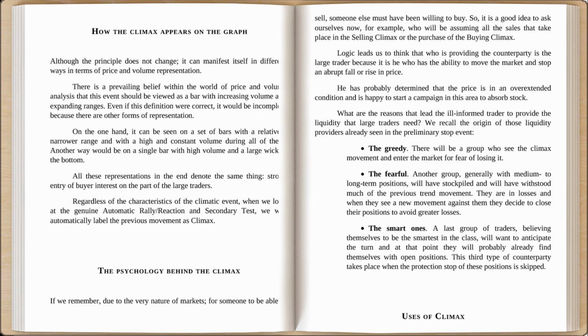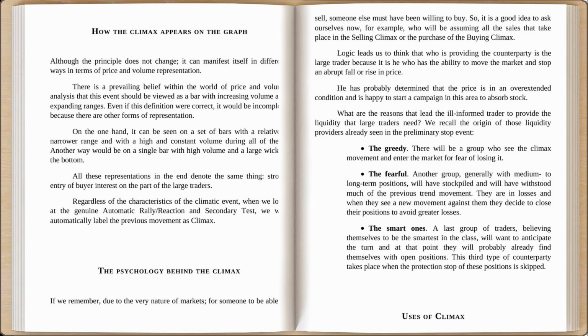The psychology behind the climax. If we remember, due to the very nature of markets, for someone to be able to sell, someone else must have been willing to buy. So, it is a good idea to ask ourselves now, for example, who will be assuming all the sales that take place in the selling climax or the purchase of the buying climax. Logic leads us to think that who is providing the counterparty is the large trader, because it is he who has the ability to move the market and stop an abrupt fall or rise in price. He has probably determined that the price is in an overextended condition and is happy to start a campaign in this area to absorb stock.